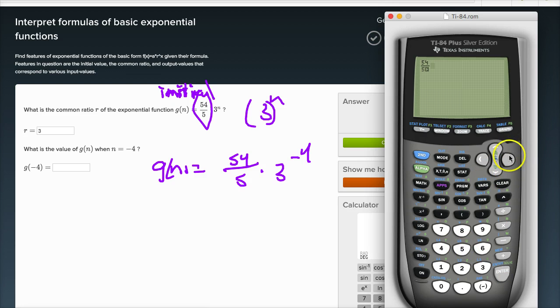You could do these in your head too if you didn't really like your life. 3 to the 4th, since it's negative, would be 1 over 3 to the 4th power. And 3 to the 4th power is, of course, 3 times 3 times 3 times 3. So 1 over 81, and you would multiply that by 54 over 5. But I'm not going to do that, because why would I?